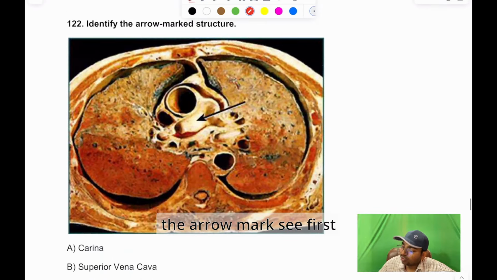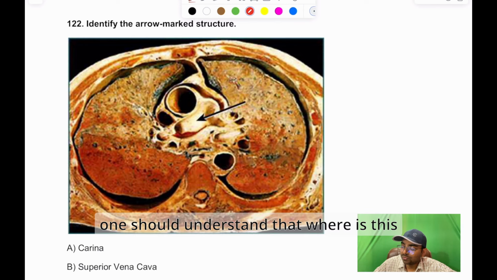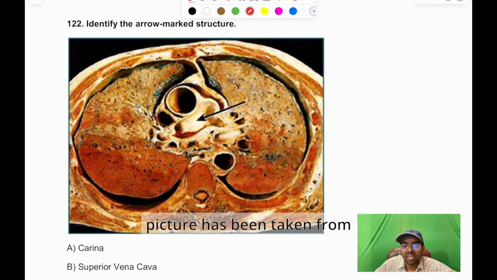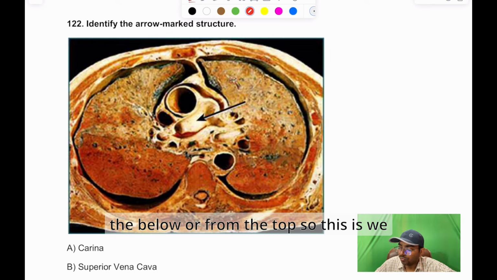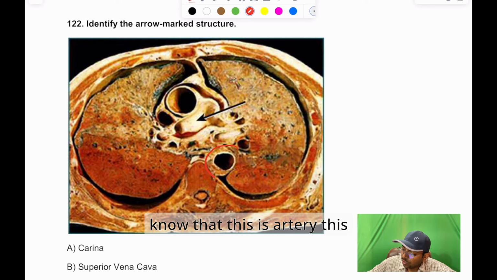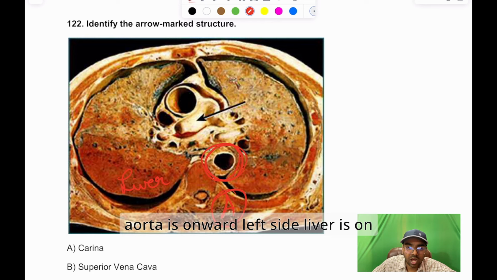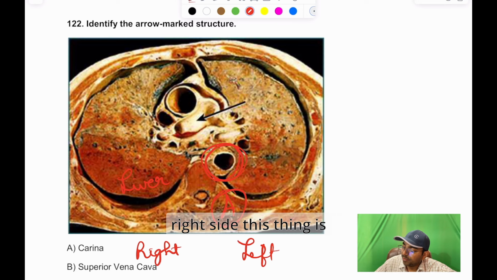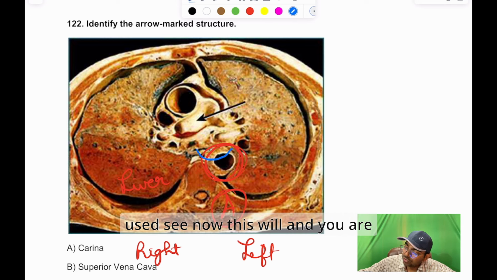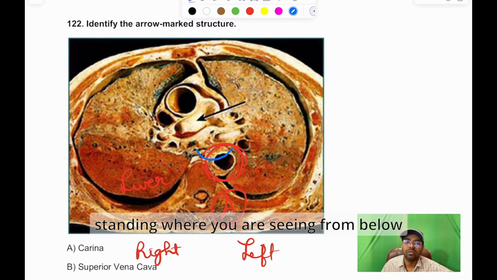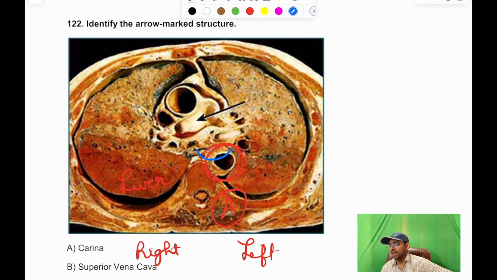122. Identify the arrow mark. See, first one should understand where this picture has been taken from, whether we are seeing from below or from the top. So we know that this is an artery. This cannot be IVC. IVC will come out from the liver, and this is liver. And liver, aorta is on what? Left side. Liver is on right side. This thing is clear now. Now just join. You see now, and you are standing where? You are seeing from below.